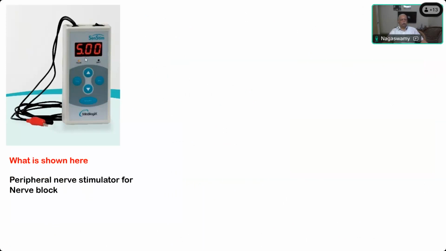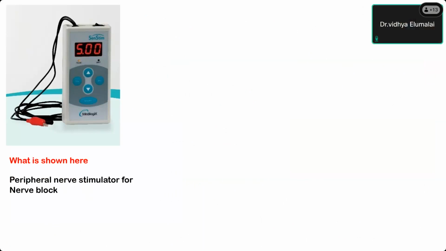So it will start from 0.1 and go on in increments of 0.1, 0.2, 0.3 like that up to a maximum of 5. So at what strength should you start attaching this and trying to locate the nerve? When you start, how do you use this for identifying a nerve and blocking it? What is the technique of doing it? What is the initial current you will use?